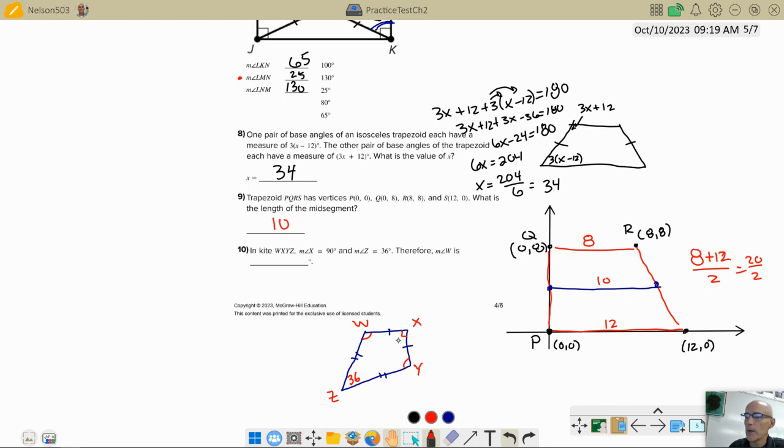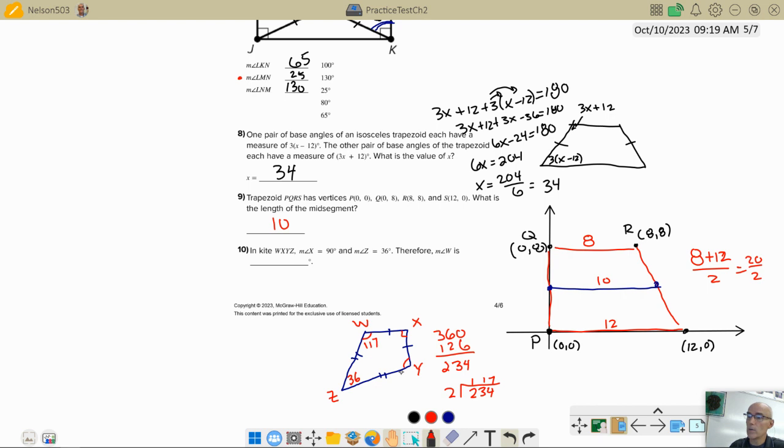So if we've used up 126 so far of the 180, let me back up for a second. If we used up the 126 out of 360, in a quadrilateral you got 360 to use up, then let's see, what do we got left here? That is 234, I think. So I got to split 234 equally between these two angles. So I'm going to go 2 into 234, and it goes into there 117 times. So this should be 117. This one should be 117.